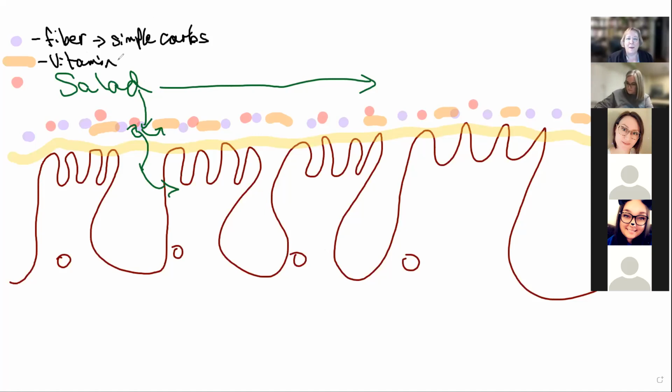Okay, but they only eat simple carbs. Okay, and then we're going to say these guys produce a toxin that keeps the numbers down of microbes. Okay, so we don't want very many of those. So this is a happy gut.